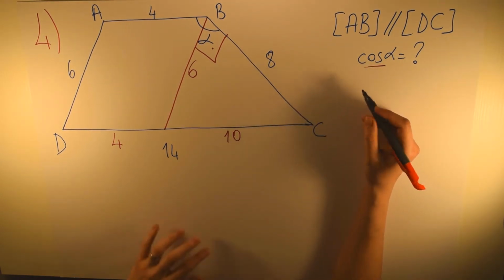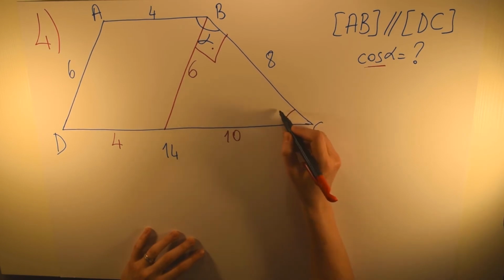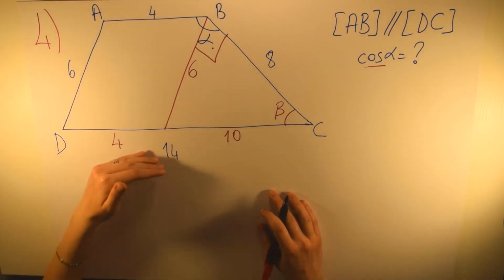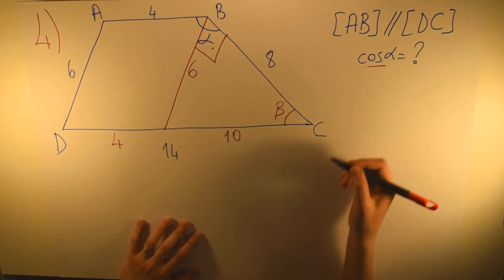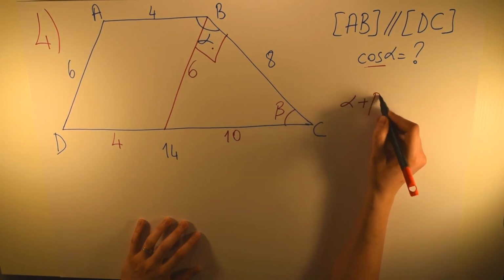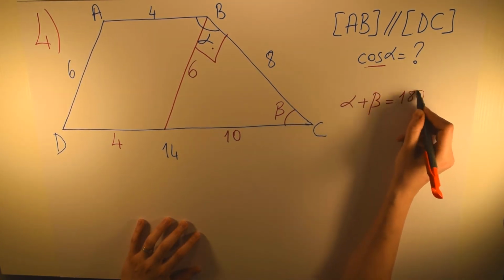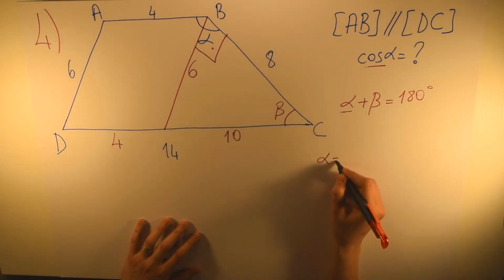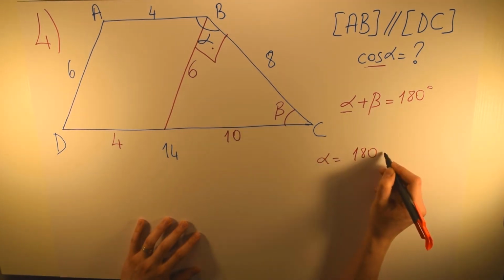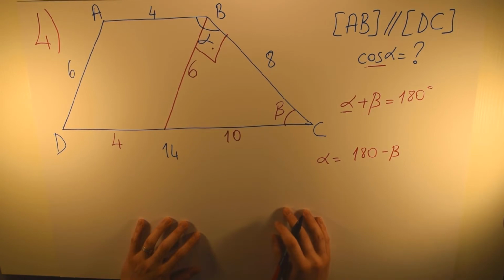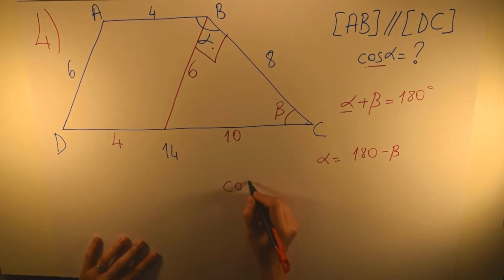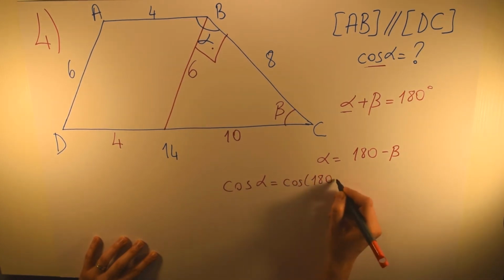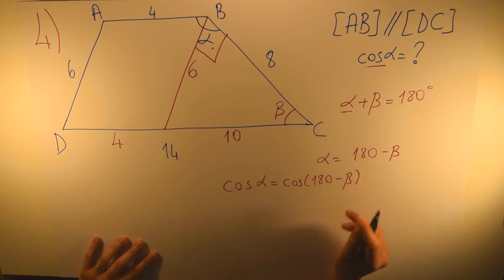So here, if I say this angle is beta, since AB and DC are parallel to each other, it means that alpha plus beta is equal to 180 degrees. So instead of alpha, I can write 180 minus beta. Which means cosine alpha is equal to cosine of 180 minus beta. Perfect. Why?